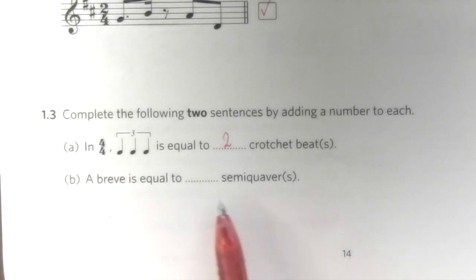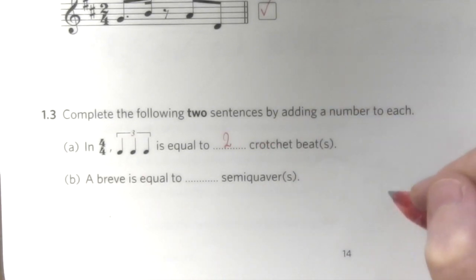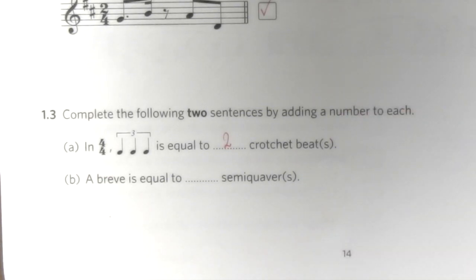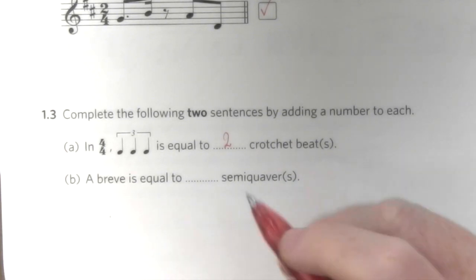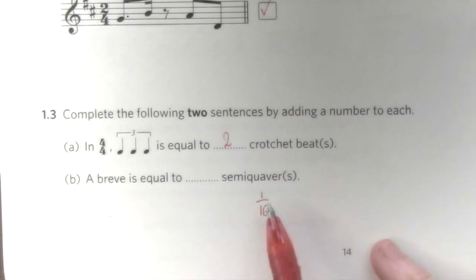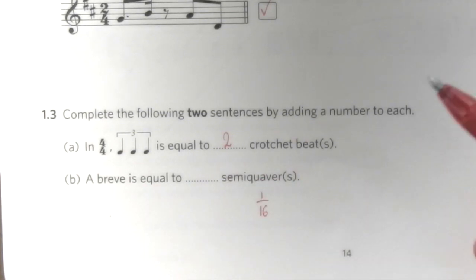A breve is equal to a certain number of semiquavers. Okay, here you can do that. Semibreve equals 2 minims equals 4 crotchets and so forth. And you can spend minutes to get to the answer. Well, I'll tell you the simplest and quickest way. 1 semiquaver is 1/16, which means that 16 of them make a semibreve, a whole note. We have a breve, so we double it.